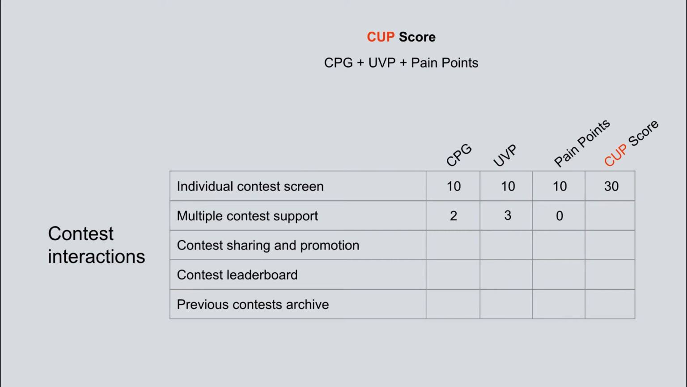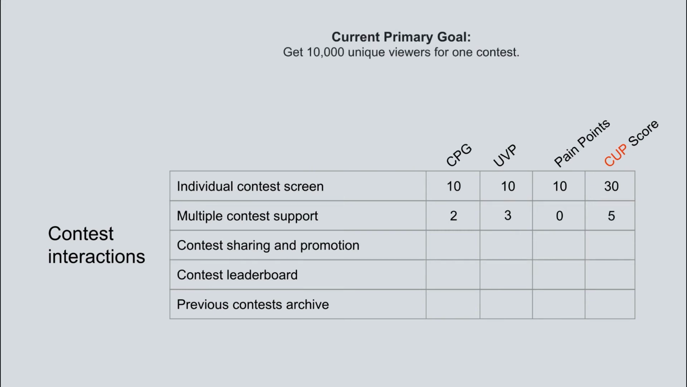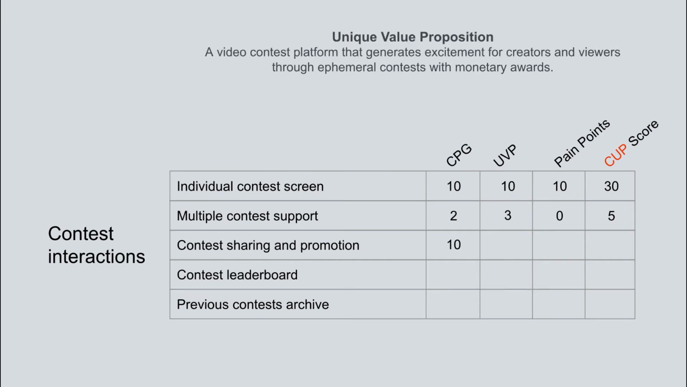Okay, now let's take a look at contest sharing and promotion. Our primary goal is to get to 10,000 unique viewers. Sharing and promoting contests will definitely help with that immensely, so I'll give it a 10. As far as the unique value proposition goes, the whole value proposition is built around excitement for creators and viewers. And the more you share contests, the more people that are on there, the more excitement there is for both parties. So we'll give it another 10.